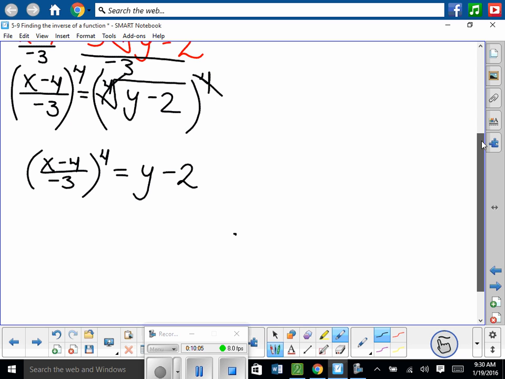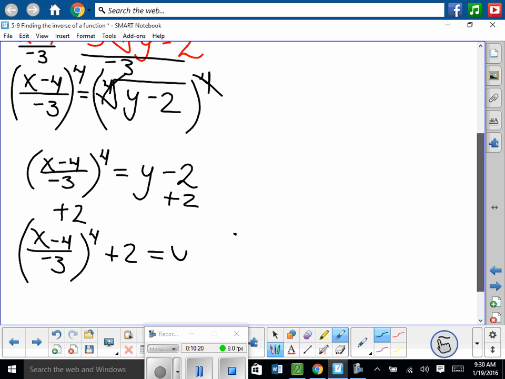Then our last step will be to add 2. You don't add 2 underneath here, then you'd be raising it to the fourth power. It wasn't raised to the fourth power. So we have x minus 4 divided by negative 3 raised to the fourth power plus 2, and that's equal to y. Now y by itself, there's our inverse. That answer would be acceptable in my book. They might split it up and put a fourth power on top and negative 3 to the fourth on bottom. Does that make sense? And then actually calculate it. I'm okay with that answer. So f inverse of x is x minus 4 over negative 3 to the fourth plus 2.